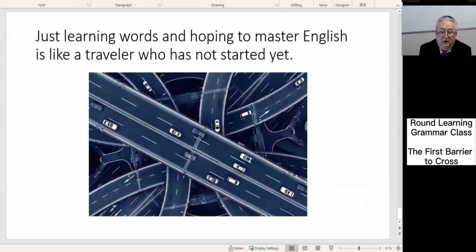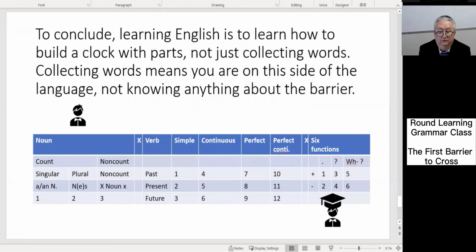Just like a traveler faced with so many different possible ways, choices, not knowing where to start. So the first barrier of a Chinese student learning English is this. Now you can see it right in front of you.